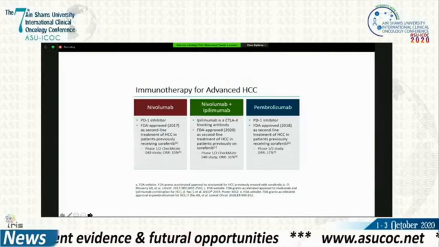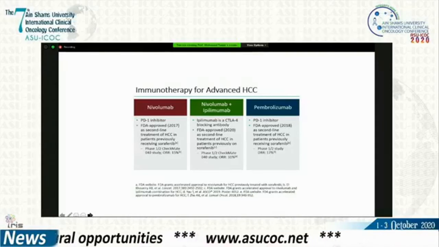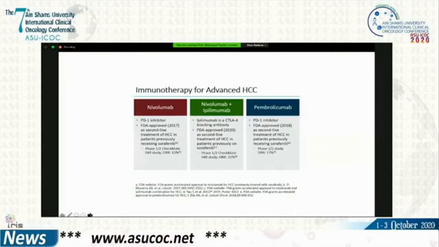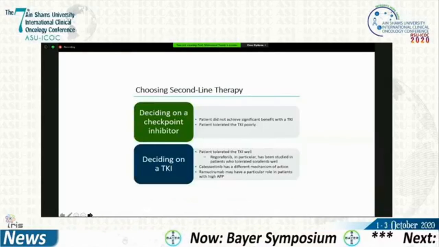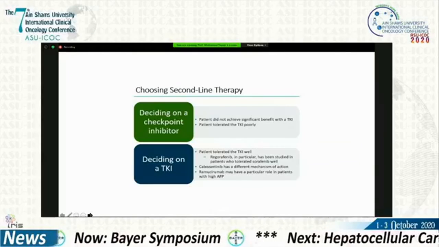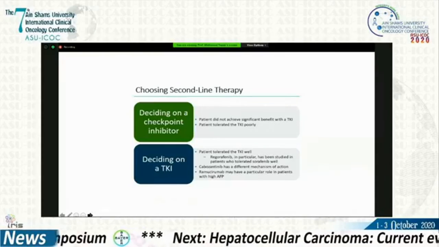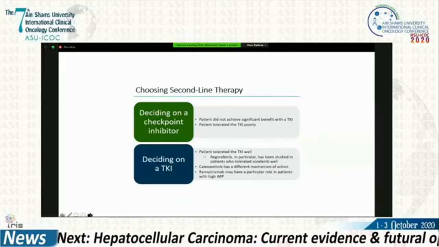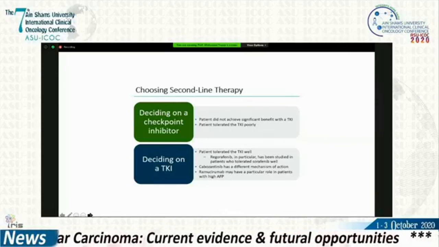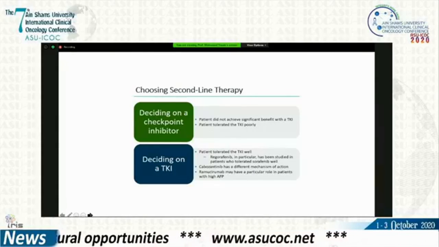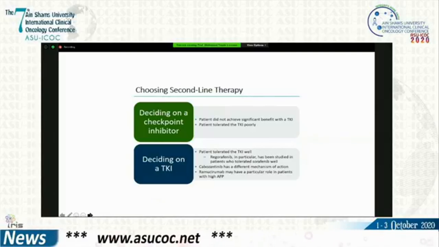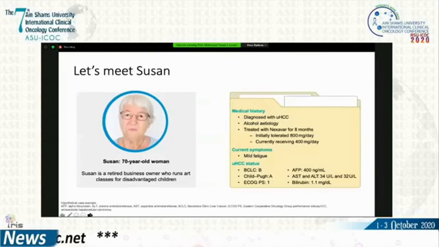Immunotherapy approval was based on accelerated phase 2 trials: nivolumab and nivolumab plus ipilimumab based on the CheckMate 040 trial, and pembrolizumab based on KEYNOTE-240 and 224. So in deciding second line, we decide on a checkpoint inhibitor for a patient who did not achieve a significant benefit with a TKI, and on a TKI for a patient who tolerated the TKI well. Regorafenib in particular has been studied with robust data according to the RESORCE trial. Cabozantinib has a different mechanism of action, and ramucirumab is for patients with alpha-fetoprotein more than 400.